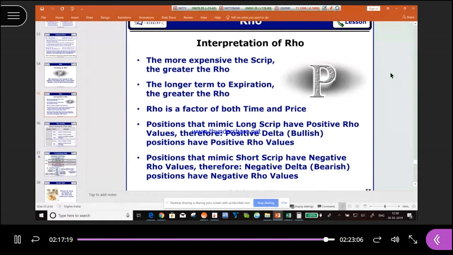Maruti, which is trading at 7,000 approximately, will have a higher rho compared to Tata Motors. Why? Because Tata Motors is trading at 150, which is a low price, and Maruti is trading at 7,000, which is high priced. Rho is a factor of both time and price. Positions that mimic long scrip have positive rho values, and therefore positive delta, or bullish positions, will always have positive rho values, and bearish or short scrip positions will always have negative rho values. That's it. This is all that you need to know about rho.